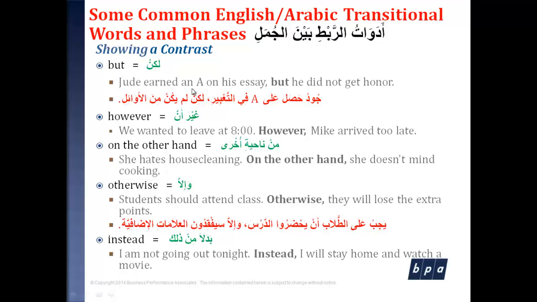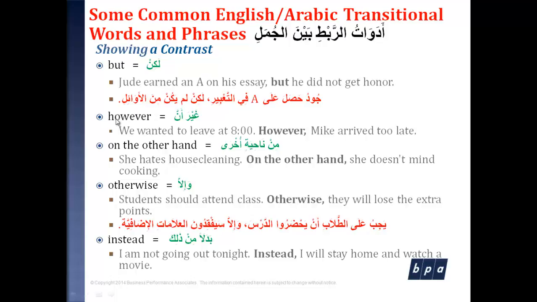Jude earned an A on his essay, but he did not get honor. جود حصل على A في التعبير. Jude حصل, he obtained or achieved, على, on, an A, في التعبير, in essay writing. لكن, but, لم يكن, he was not, من الأوائل, from the top students.